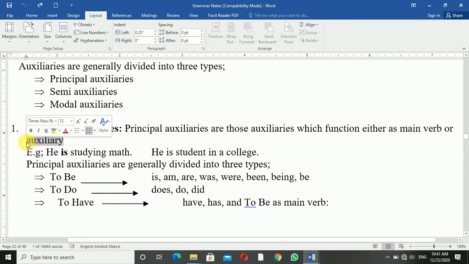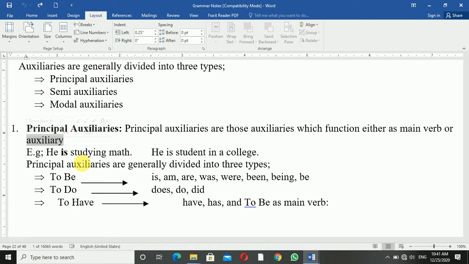So the principal auxiliary verbs have two functions in a sentence. They can function as two types. The first, they can come either as a main verb, or they can come as an auxiliary verb.